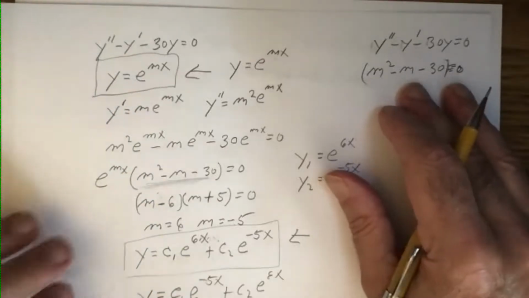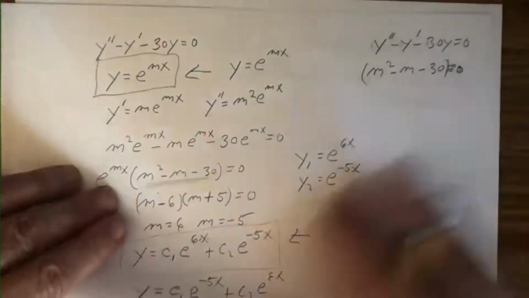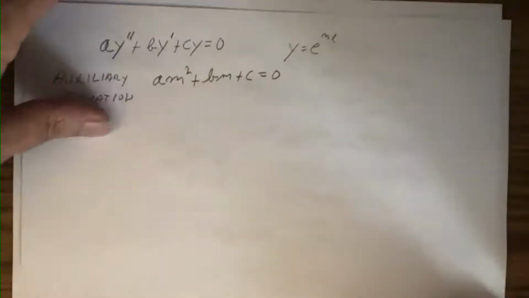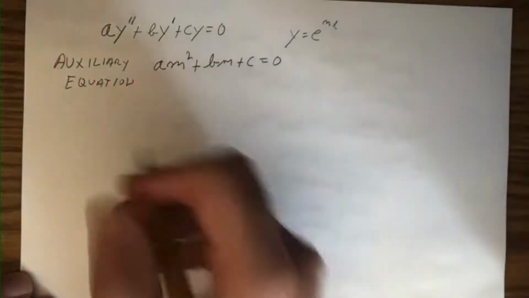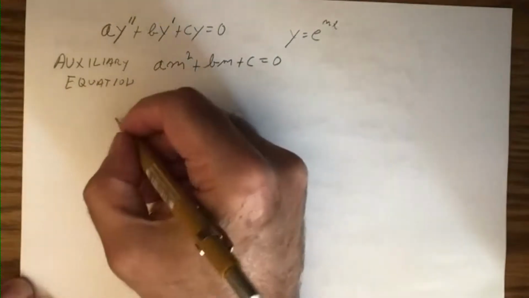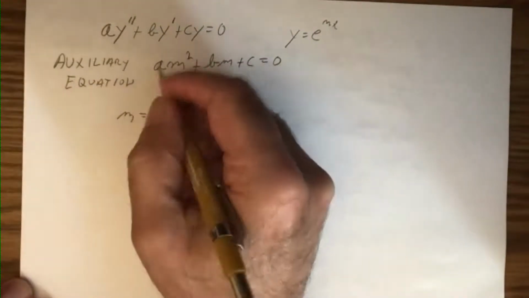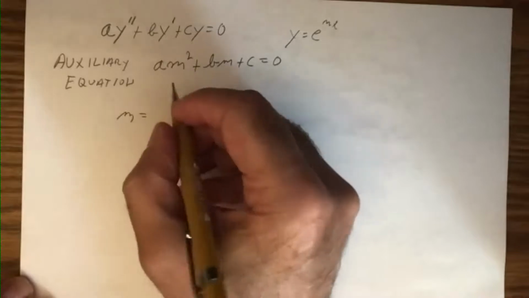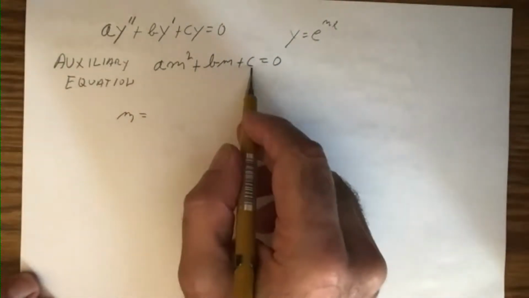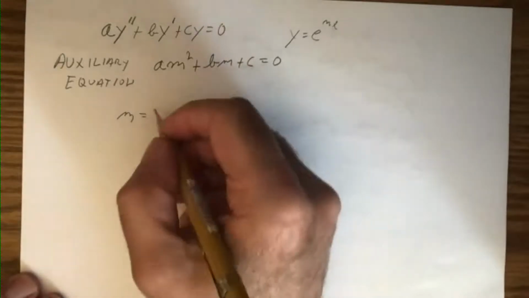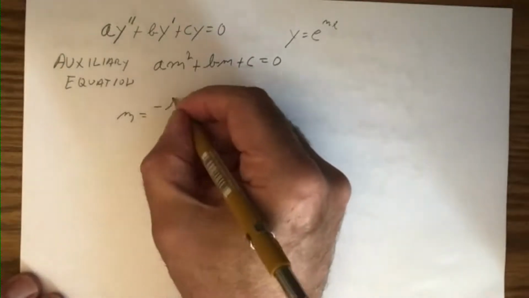Now, some books use r. Going back to this now, if we have a second order differential equation, to solve this, here's my auxiliary equation. This is just the quadratic equation. So m is equal to, remember the quadratic formula.